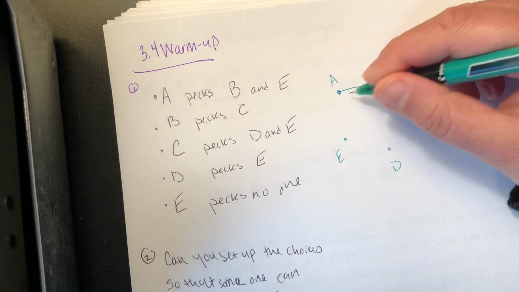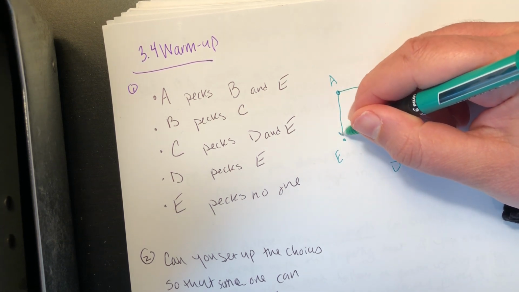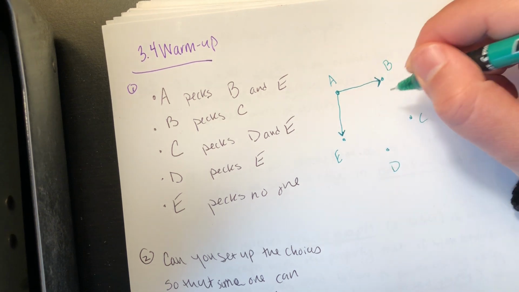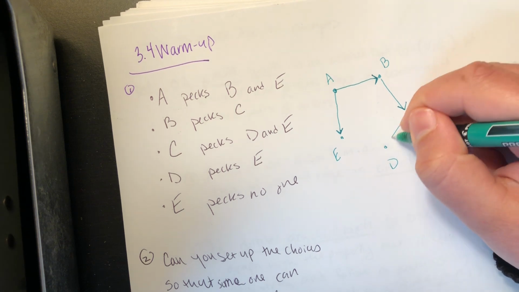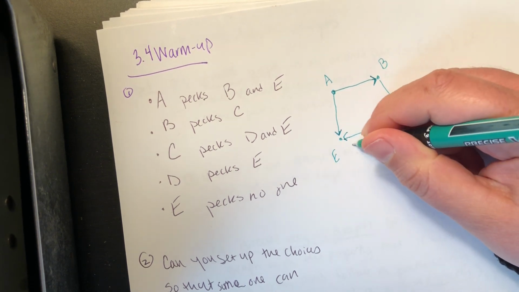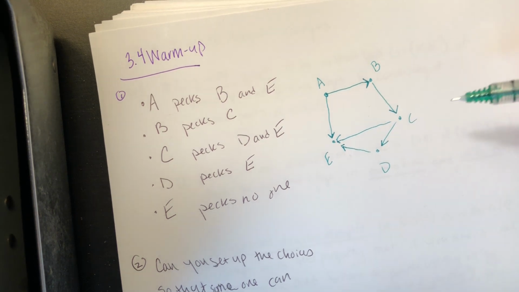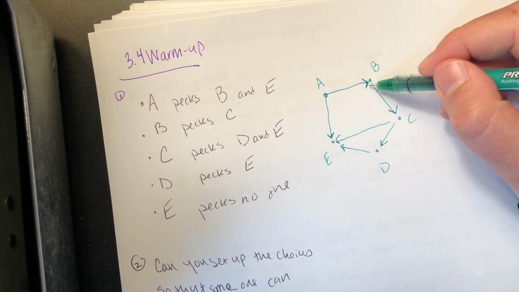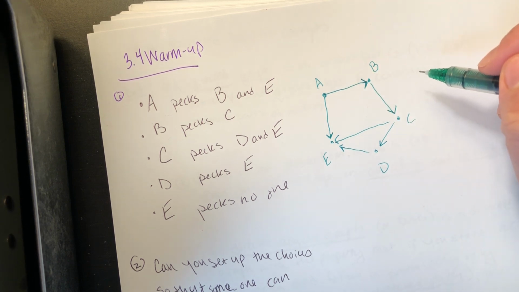So A pecks B, so we're going to do an arrow from A to B. Similarly, we'll do an arrow from A to E. Okay, then we have that chicken B pecks chicken C. C pecks D and E. D pecks E, and E pecks nobody, right? So we end up with this graph with this extra little bit of information where we put an arrow on each one of our edges to indicate a direction here.